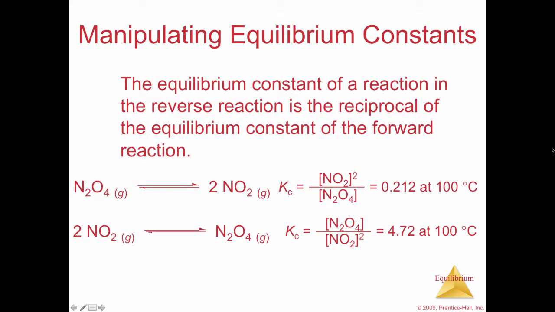Manipulating equilibrium constants. The equilibrium constant of a reaction in the reverse direction is the reciprocal of the equilibrium constant of the forward reaction.